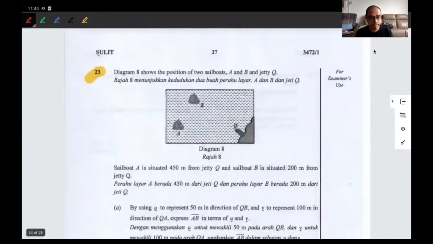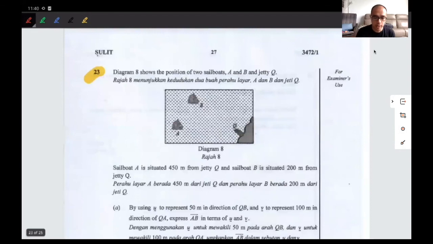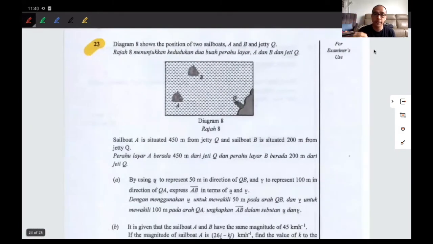All right, the last three questions, 23, 24, 25. Question 23 is probably the most KBAT of them all, not the most difficult. The most difficult is the previous question, but this one is very KBAT because it is very long, and it's a vector question. But let's go into it.